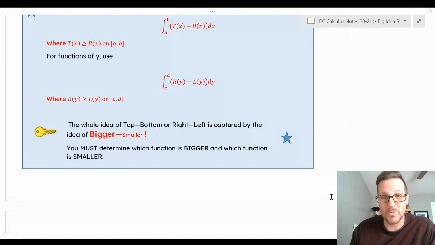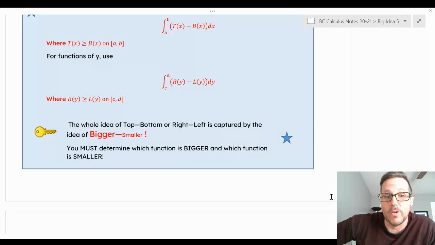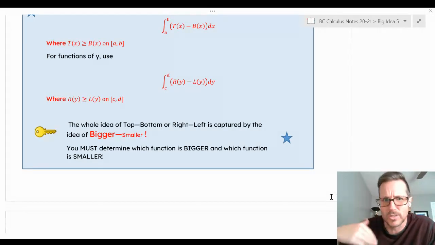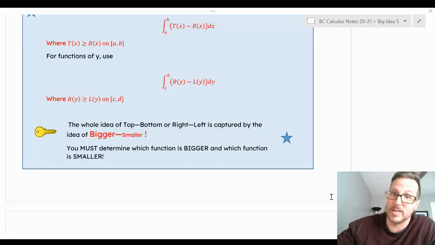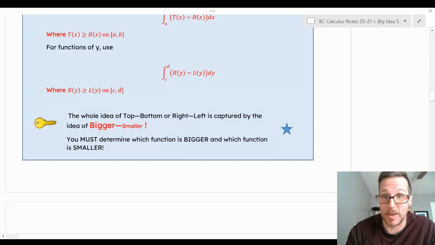When we talk about volume, we're going to talk about bigger minus smaller, top minus bottom, right minus left. You're going to see that over and over again. That's the key idea that you should keep in mind, that it's bigger minus smaller. So there's those two integrals right there. Let's kind of put them into practice.